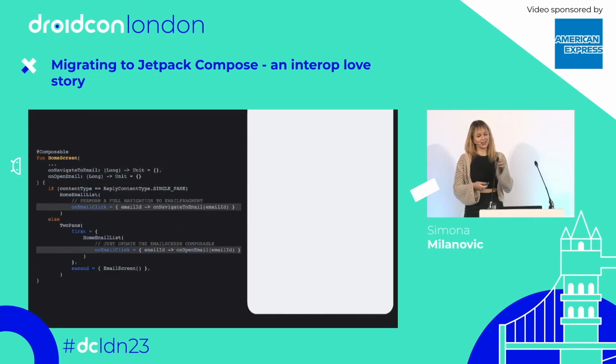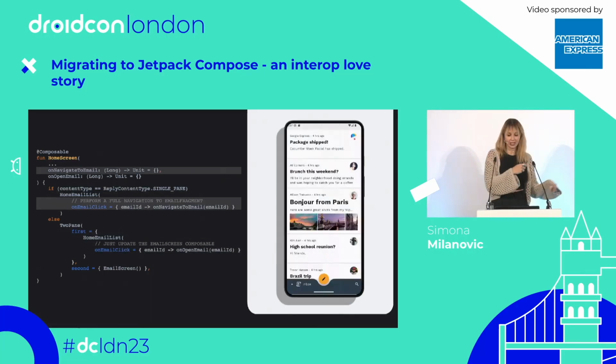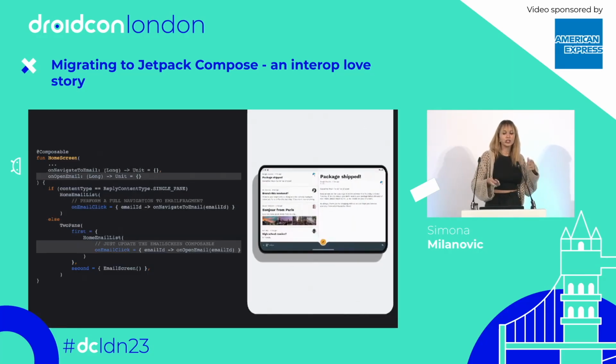Now, to do this, our on-email click behavior in home screen is different depending on whether we want to perform an actual navigation action from home to email in a single pane, or if we just want to update the already visible email composable with the new data into pane. So we have two different actions that are being passed in the same place. And those two actions are going to define our navigation or almost navigation route.